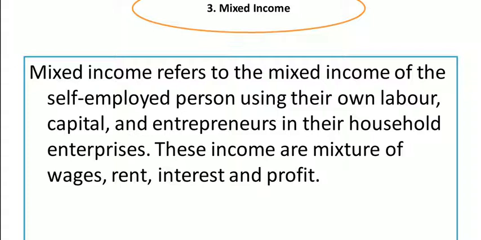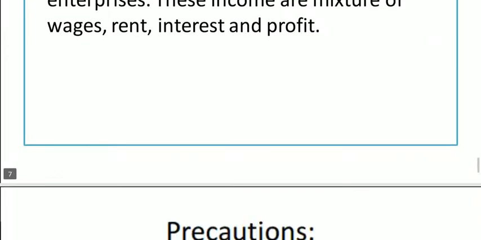Mixed income means those who use their own labor and own capital and get wages, rent, interest, and profit, like a doctor using own labor and own capital as a self-employed person by opening a pathology lab. Then the doctor's income is the mixed income. Here we have cleared it. Yes, we have done this.